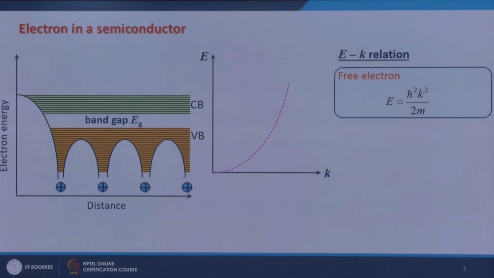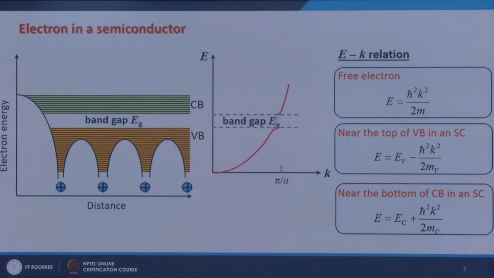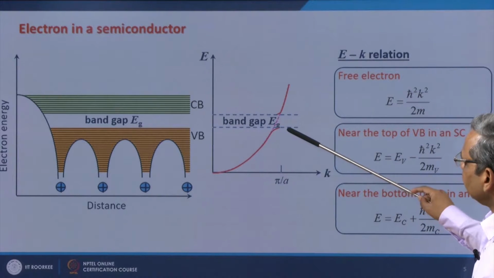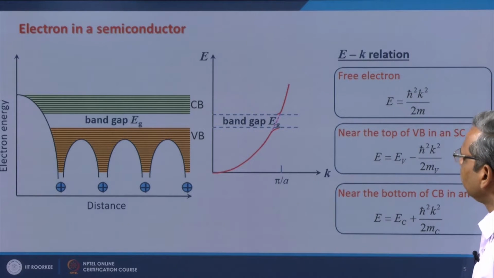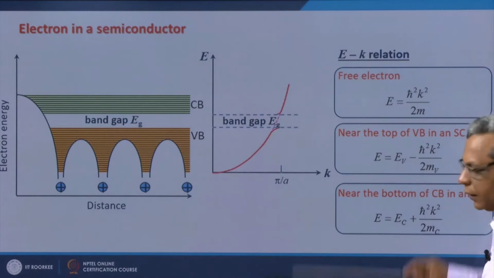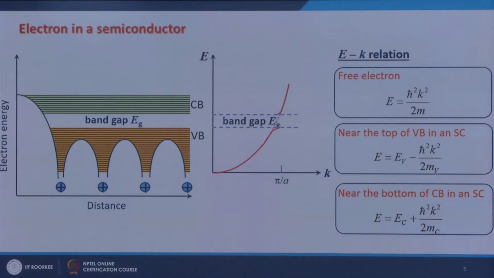Then this E-k diagram changes. So, you have energies here in the valence band and the energies here in the conduction band, and in between there is a break. The electron cannot have any energy there. So, this is the band gap.